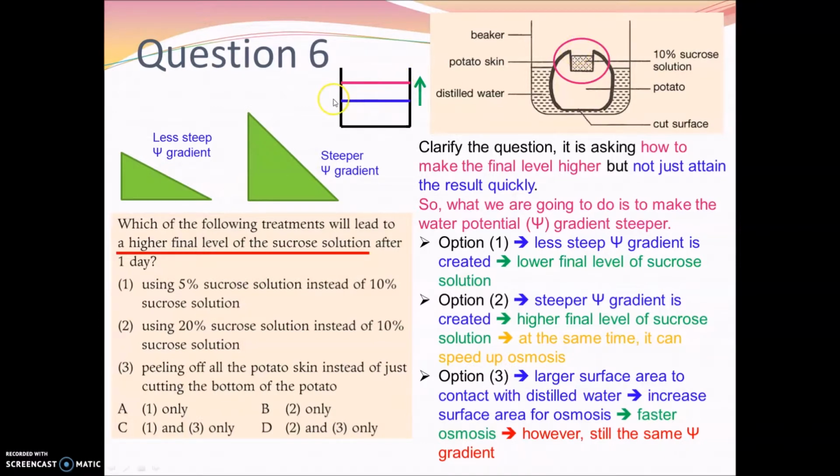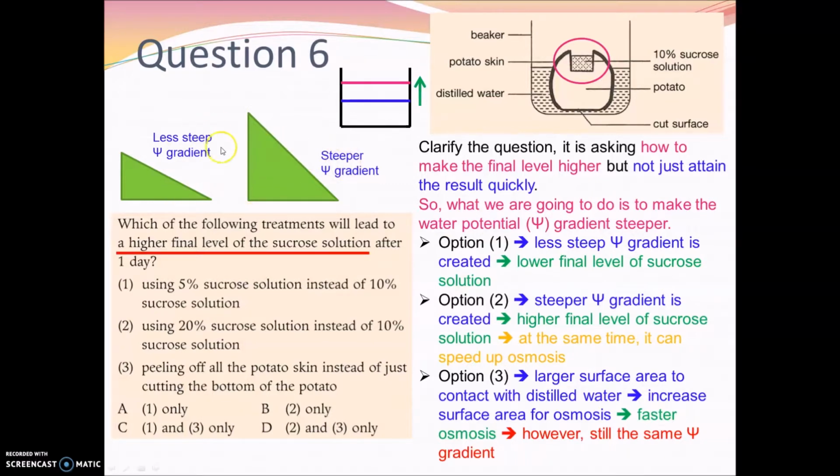So what we are going to do is, for example, this blue line is the final level, and after the modification, 1, 2, 3, I would like to get a higher final level of the sucrose solution. That means this sucrose solution level will become higher than before. Clarify that the question is asking how to make the final level higher, not just attain the result quickly. I want to get a higher level. So what we should do is make the water potential gradient a bit steeper.